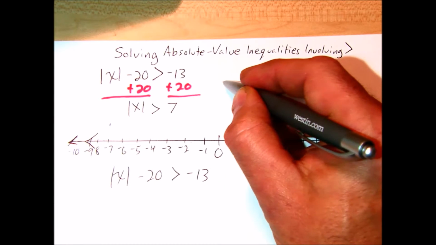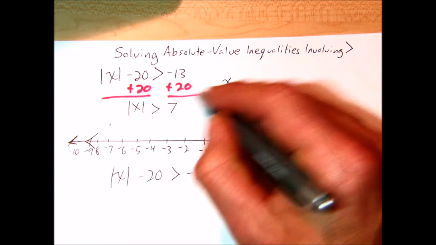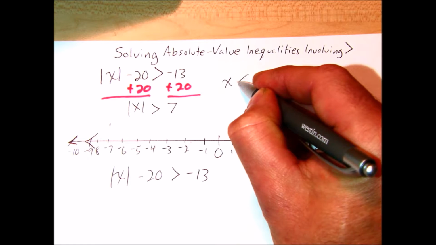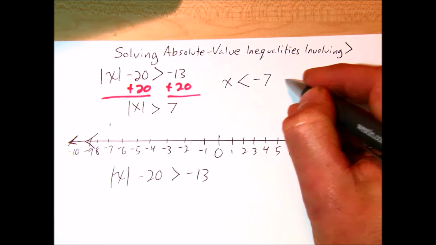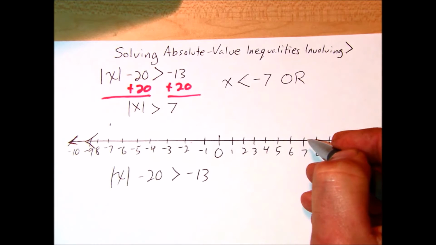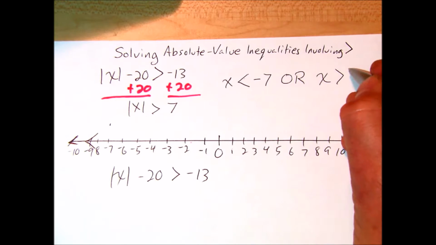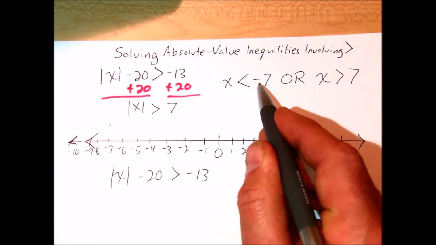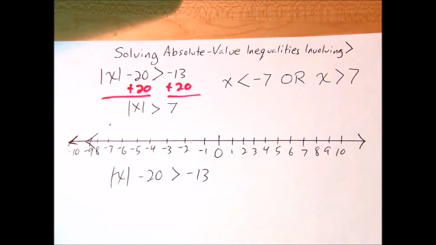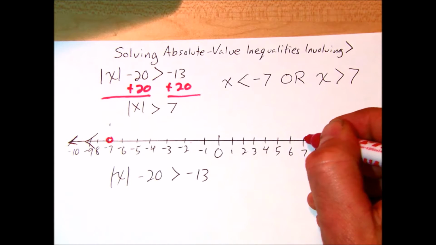So we rewrite x. We're going to flip our sign. x is less than -7, or x is greater than +7. So -7 is not part of the solution, and +7 is not part of the solution. So you'll have open circles at -7 and +7.